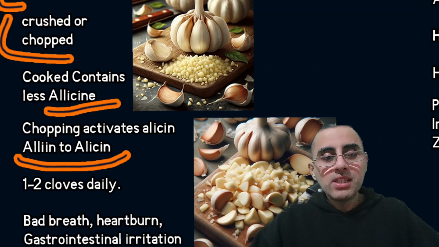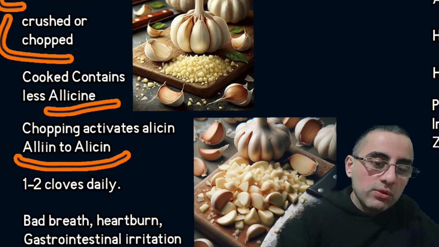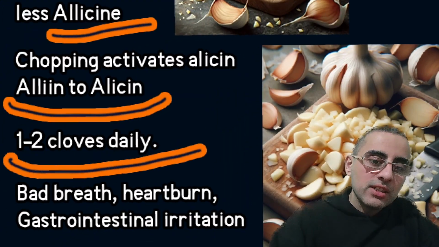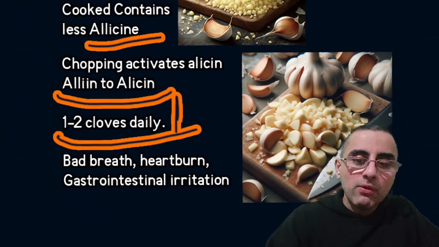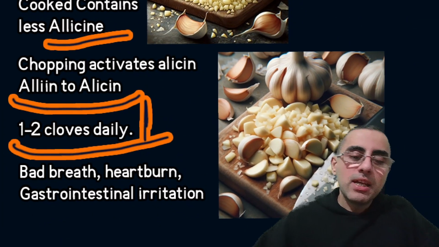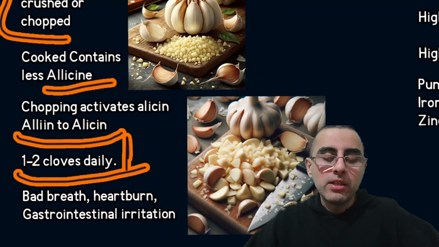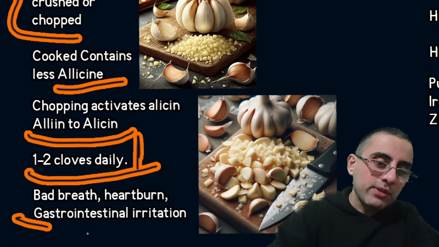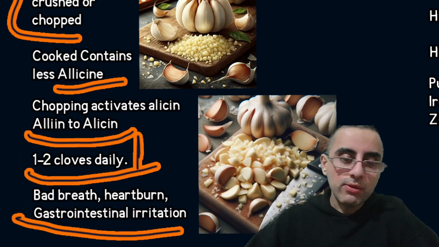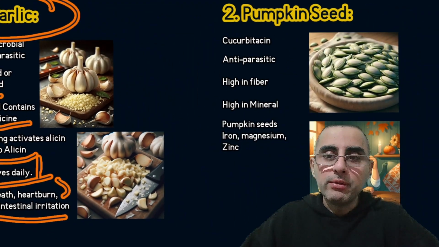And the safe and optimal dosage of garlic is 1 to 2 cloves daily, considered safe and considered effective. And what can be adverse effects of garlic? It can be bad breath, which is discomfort for many people. It can be heartburn and gastrointestinal irritation, but usually they are temporary. And if you feel that adverse effect, especially gastrointestinal irritation or heartburn, it's better not to take garlic regularly.